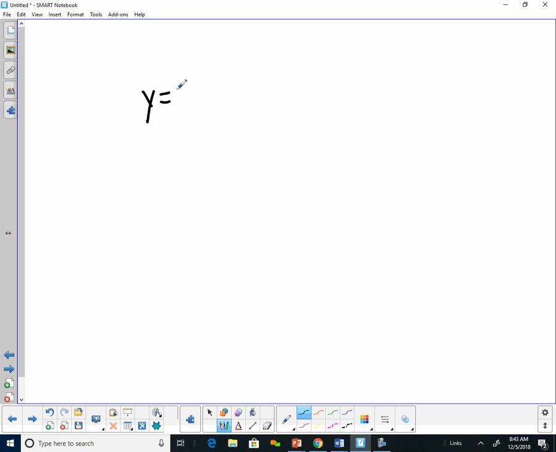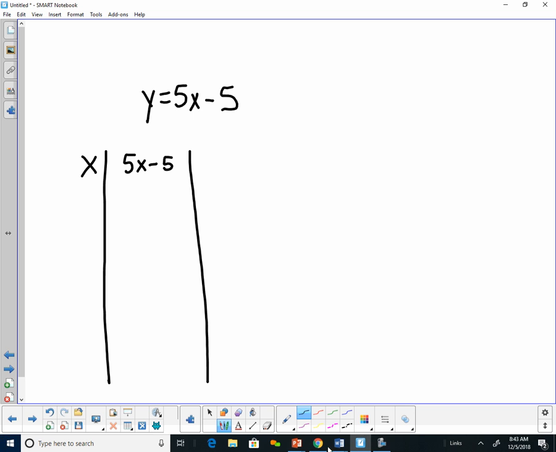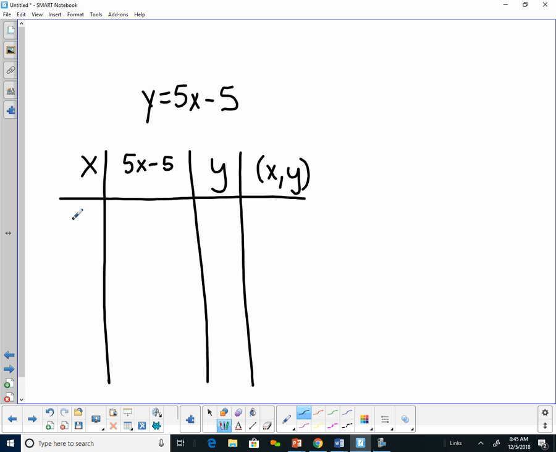If I gave you the equation y equals 5x minus 5, again, we're going to make our table. So here's our x value. Here's my equation. Okay, then we have our y value, and then we have our ordered pair. Now we're going to plug in our numbers -2, -1, 0, 1, and 2. Okay, at this point when I plug in, I want you to tell me in the example what I get for y. So I get -15.